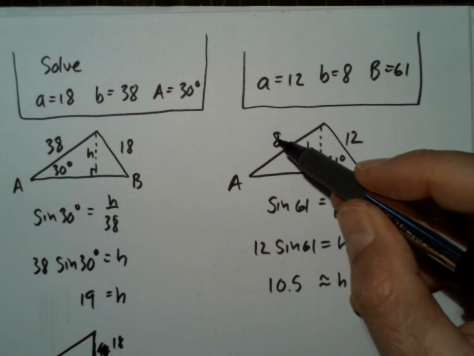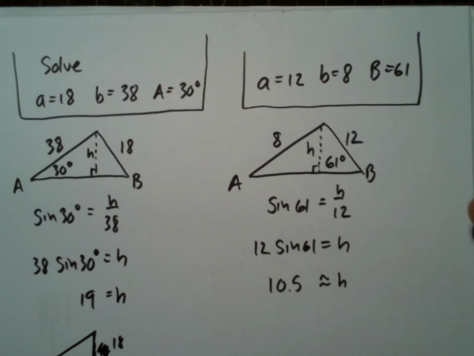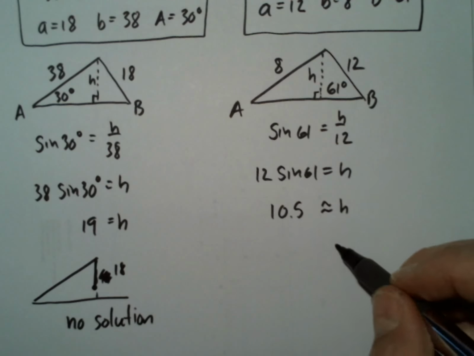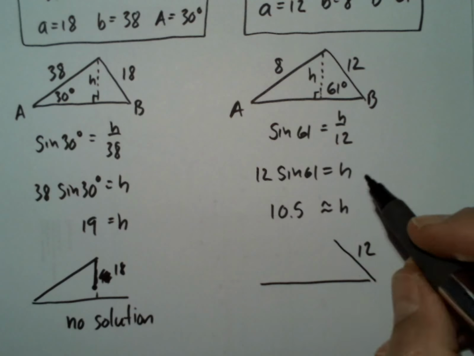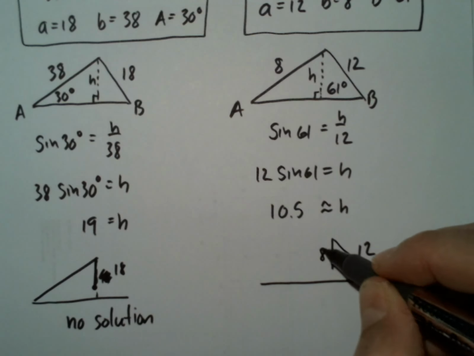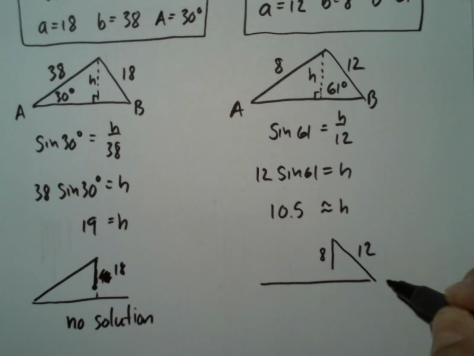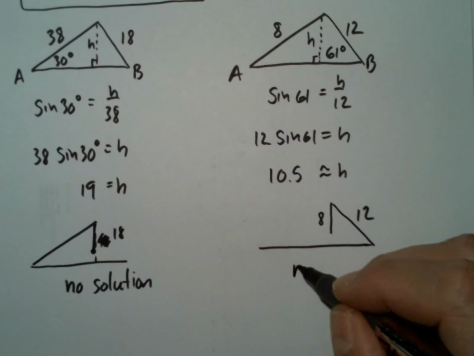8 is less than 10.5, so that means this cannot make a triangle. There's no solution. If we tried to draw the triangle with a 12 here, the 8 is not going to meet the base, and there's no solution.